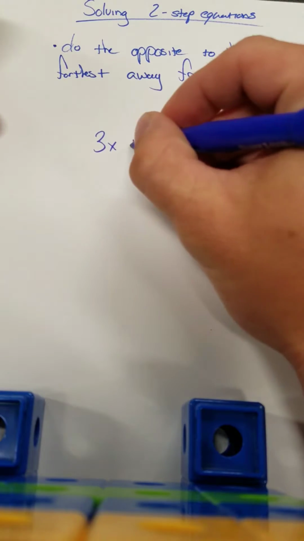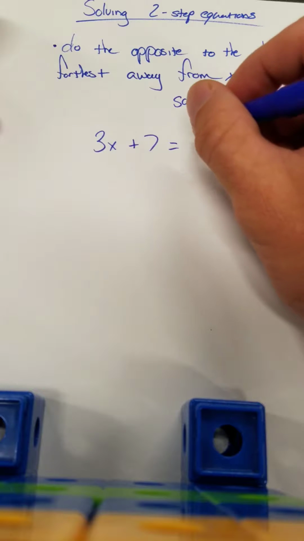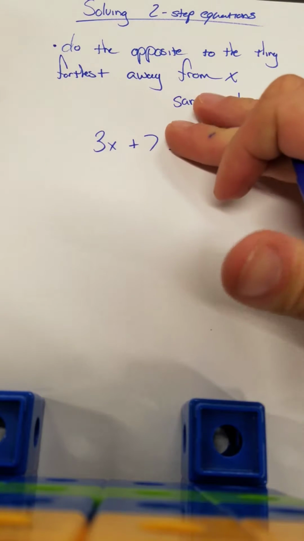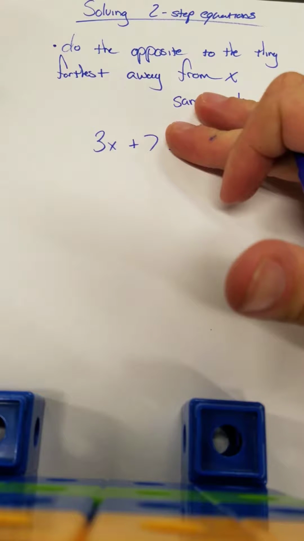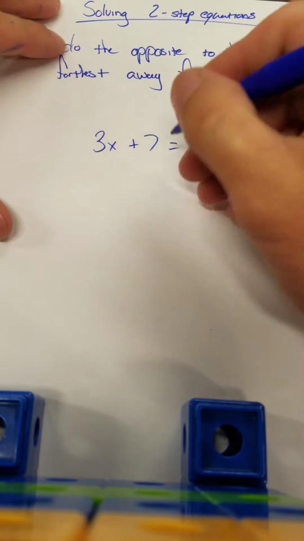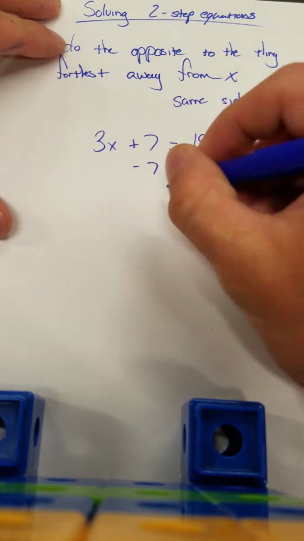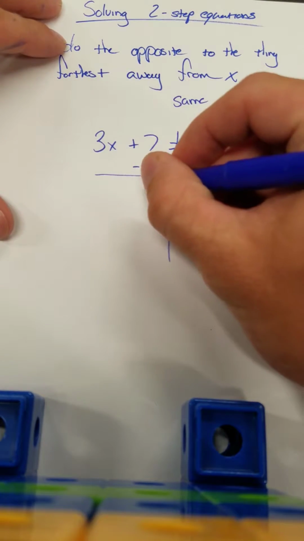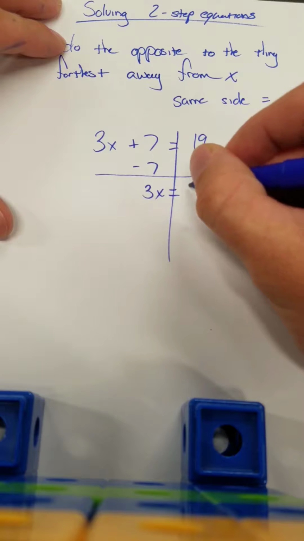So let's say that we have a problem that looks like 3x plus 7 equals 19. Well, we look on this side of the equation. What's farthest away from x? Well, the 7 is the thing that's farthest away from x, so I need to do the opposite to it. So instead of adding 7, I subtract 7. Then that cancels, so 3x equals 12.